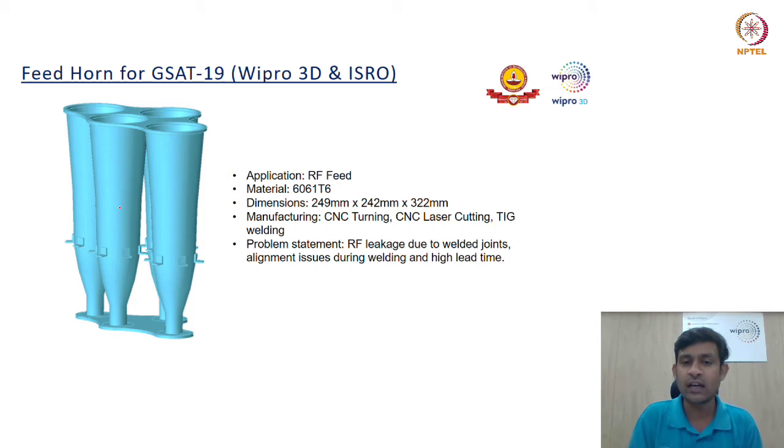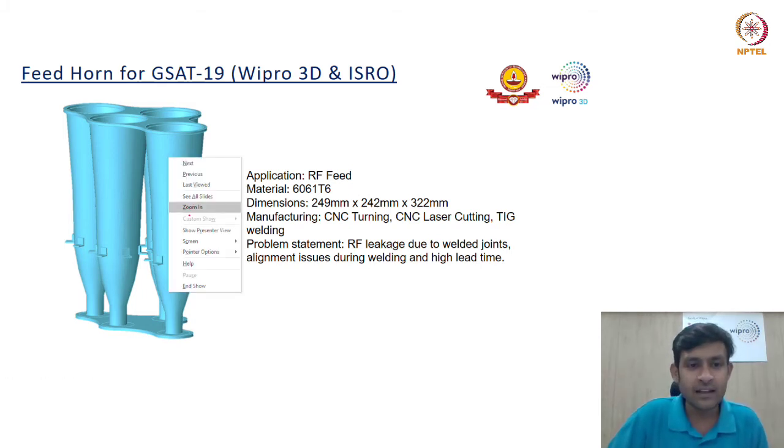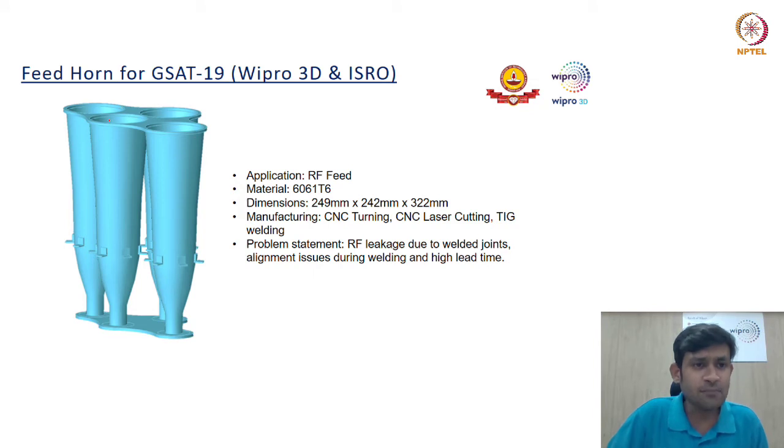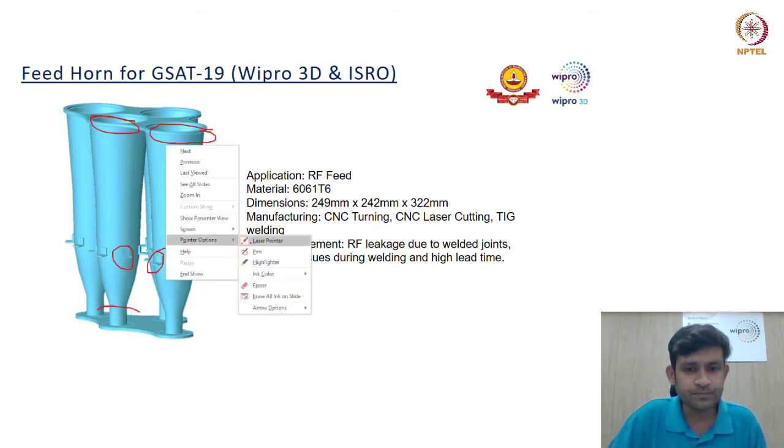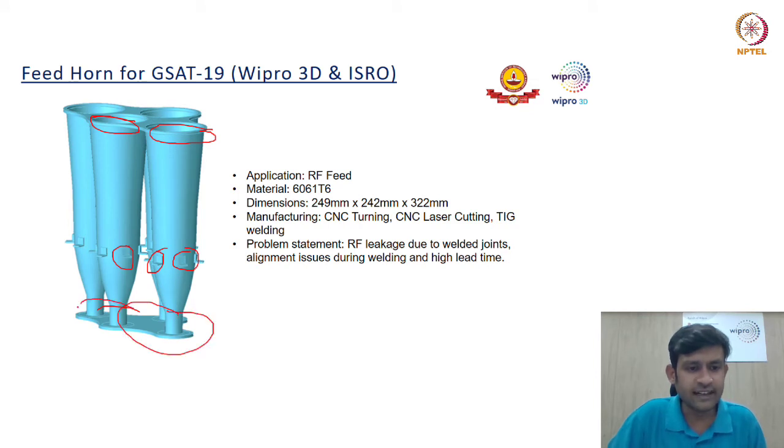We'll try to understand where the turning, laser cutting, and TIG welding were taking place, which are the areas. Since welding is involved, you can see here that we have multiple areas which are being joined. In this area there will be welding, in this area there will be welding, then these clamps will be welded to this, and all the bottom areas will be welded. This will be welded, this will be welded. So there are multiple welded joints. Now welded joints are not very favorable for an RF application, because the more welded joints there are, the more chances of RF leakages.